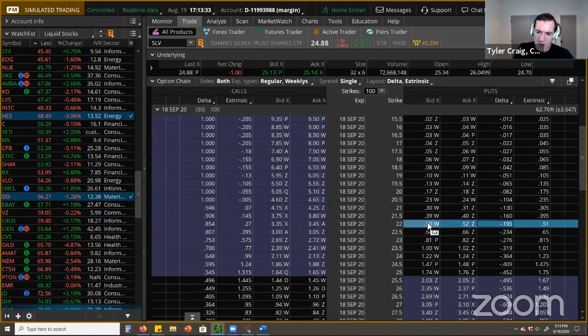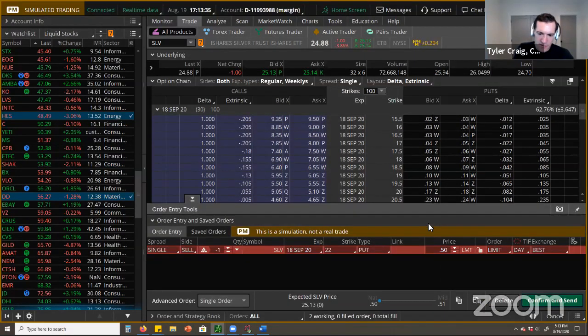So I'm going to sell by clicking on the bid price. And that brings up a sell order. It says you want to sell one silver September 22 put at 50 cents. It's defaulting to the bid price. I could increase that to the midpoint. I'm getting paid $51.